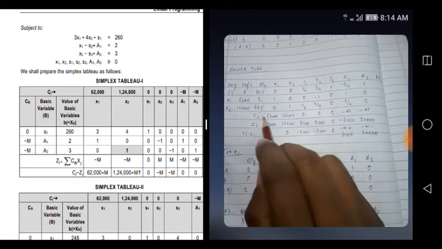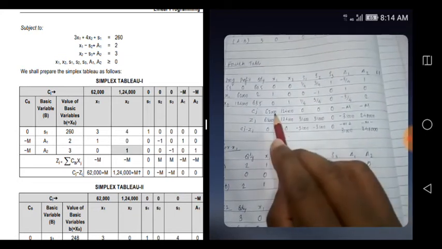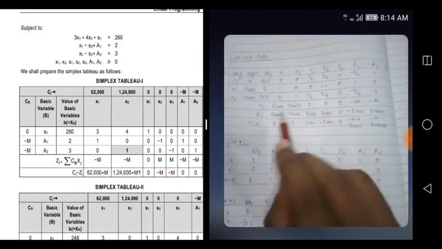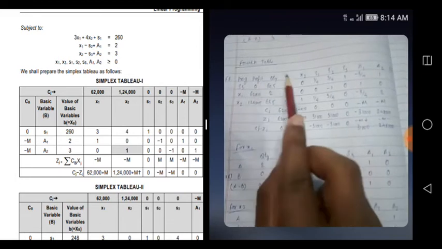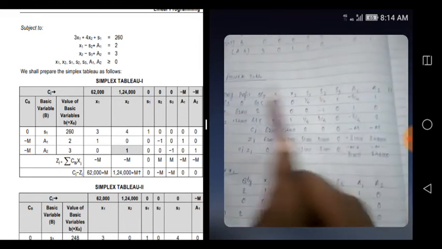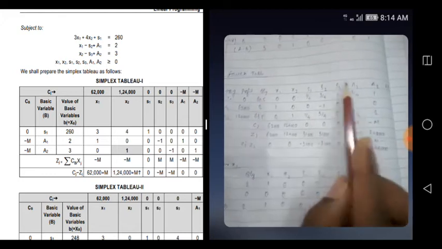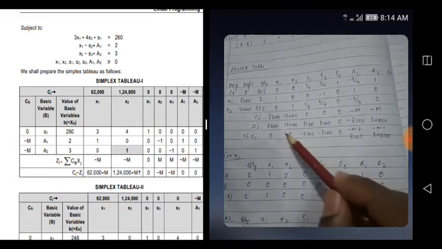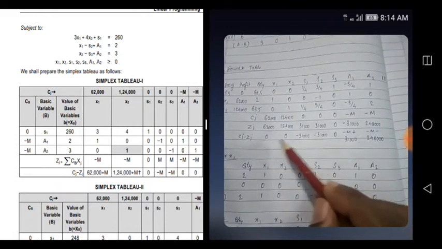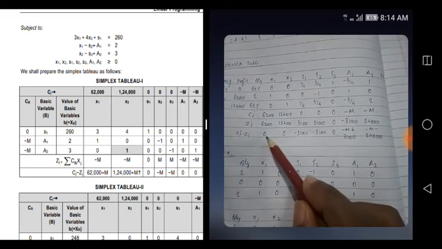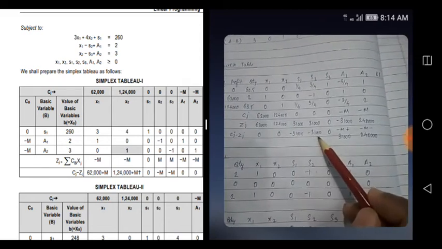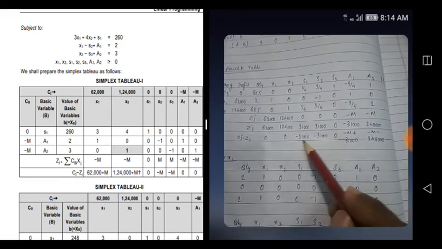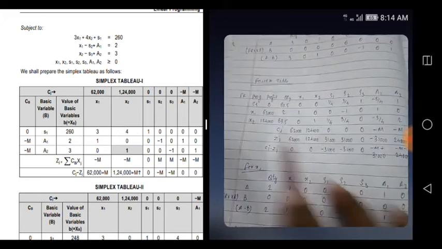Then cj, as usual, how I was telling all this time: 62,000, 1,24,000, 0, 0, 0, minus m. Then zj, same way: profit into x1, profit into x2, profit into s1, profit into s3, and then m with a1 with a2, you'll get zj. Okay, then cj minus zj, deduct it. After deducting, you see this is 0, 0, this is minus 31,000, 0, this is also negative, this is also negative. So simplex says that everything has become negative or 0, hence this is the final solution.